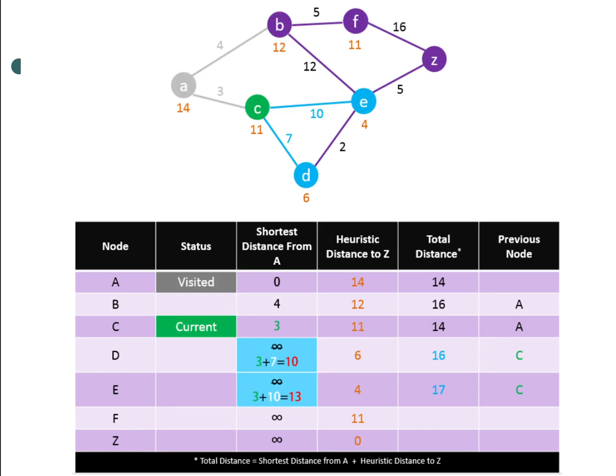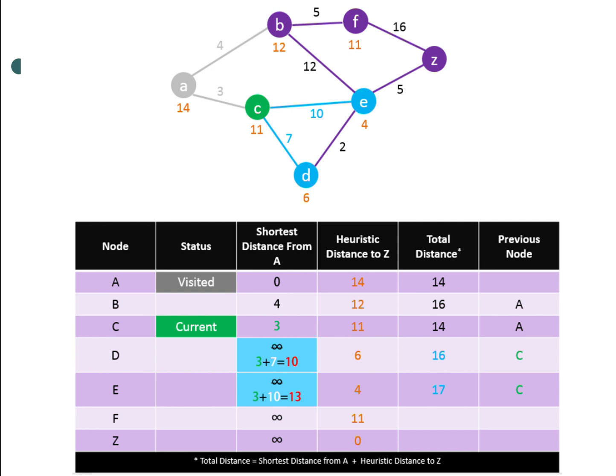Now we are traversing from C. C has two possible nodes, one is E and the next one is D. We will make C the current node. The shortest distance is already mentioned as 3. So from A to D, we have the possibility of A to C and C to D. A to C is 3 and C to D is 7. So the shortest distance for D is 10.